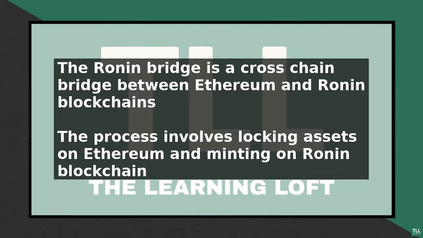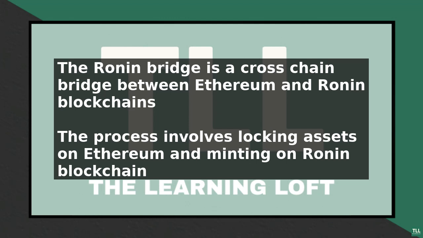Comparing Axie Infinity Ronin Bridge Tutorial versus Alternatives is a comprehensive guide that explains the process of transferring assets between the Ethereum and Ronin blockchains. The Ronin bridge is a critical component of the Axie Infinity ecosystem, allowing users to move their assets seamlessly between the two blockchains. To begin, it is essential to understand the key concepts involved in the process.